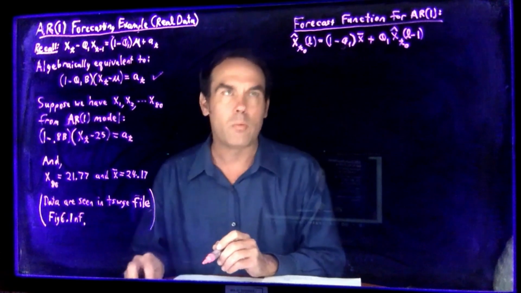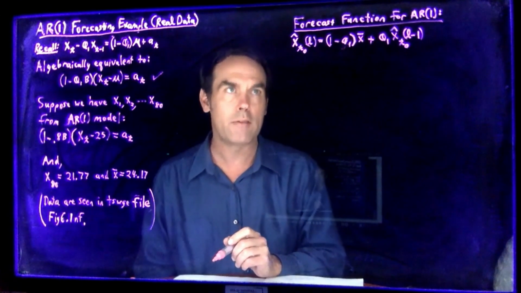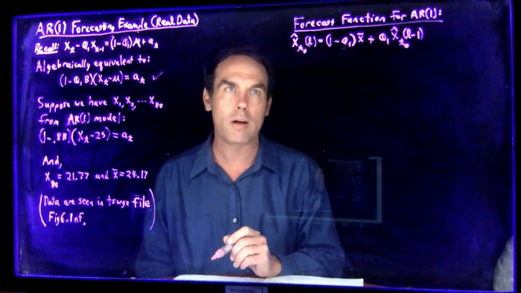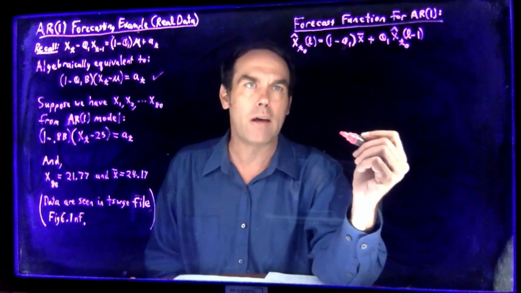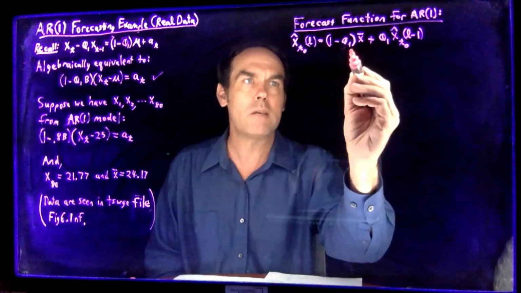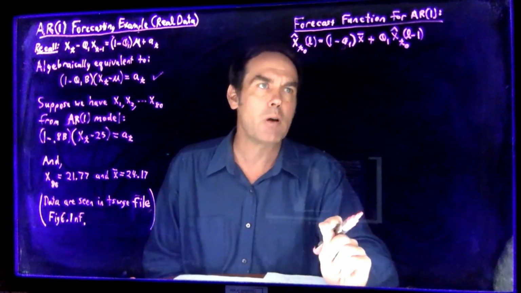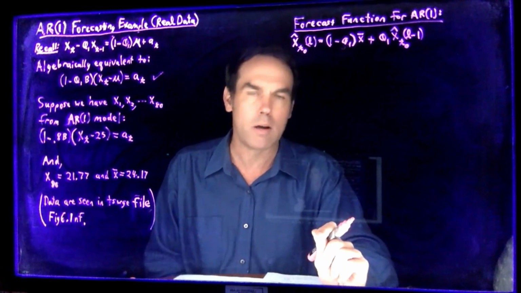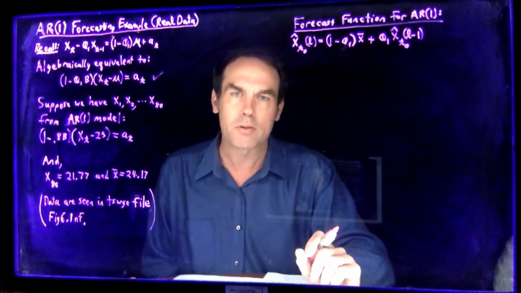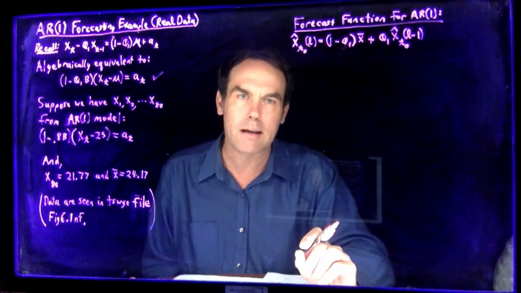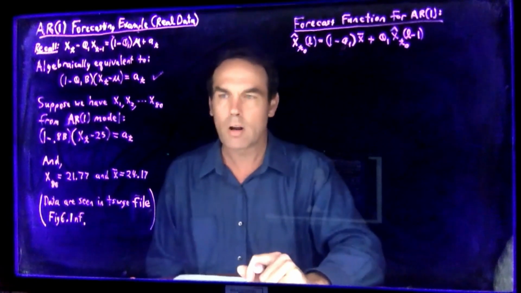Now, another thing that we need to remember is that in our last video, we established the formula for the forecast function for an AR1, and it looks like this. X hat of t0 of L equals 1 minus phi1 times x bar plus phi1 times x hat of t0 of L minus 1. And we looked at the iterative procedure on how that is calculated, but we didn't use actual data. And in this example, we want to look at actual data.